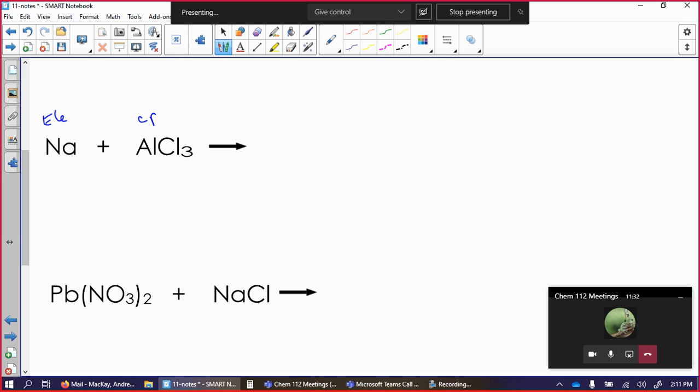Element, compound, has to be single replacement. Well, what type of elements are those 3? Metal, metal, non-metal. So what is going to switch places but the sodium and the aluminum? So you would end up with aluminum and the compound of sodium and chlorine.